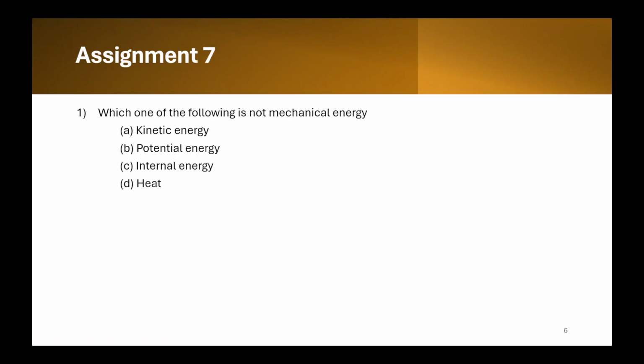So we start with the sample problems related to your assignment 7. Question 1, which one of the following is not mechanical energy? Can anybody give me the answer for this?